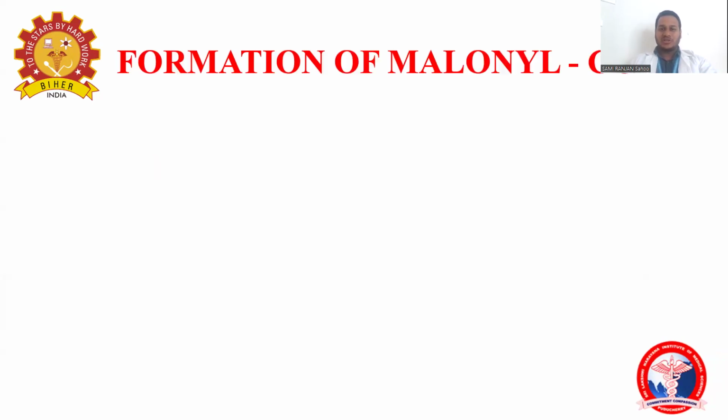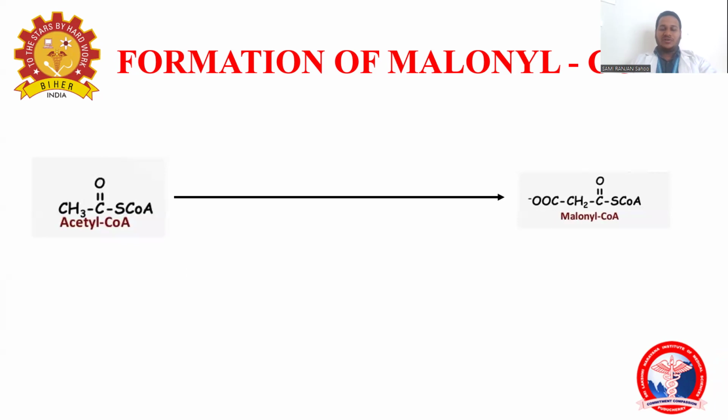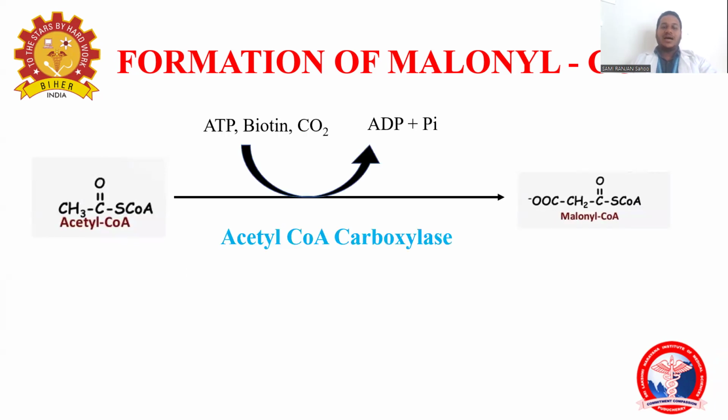First, we will see acetyl-CoA carboxylase. First of all, we need to form malonyl-CoA from acetyl-CoA. Acetyl-CoA is converted into malonyl-CoA with the help of acetyl-CoA carboxylase, which uses ABC, nothing but ATP, biotin, and carbon dioxide, as coenzymes. This ATP is converted into ADP, giving one phosphate group to acetyl-CoA to form malonyl-CoA.